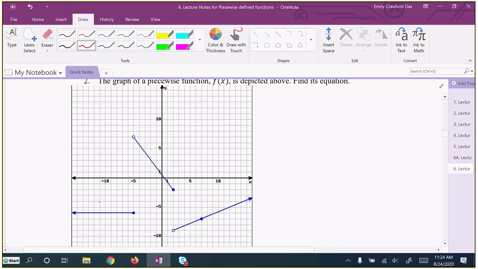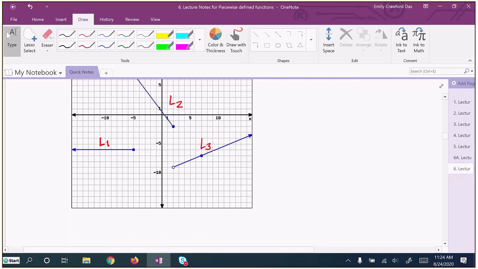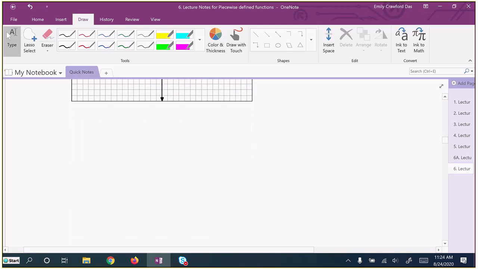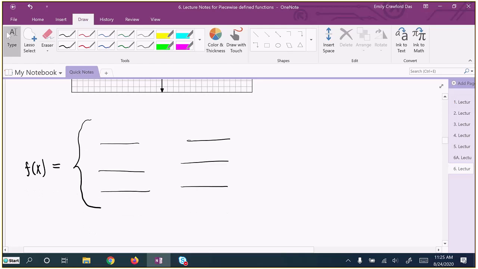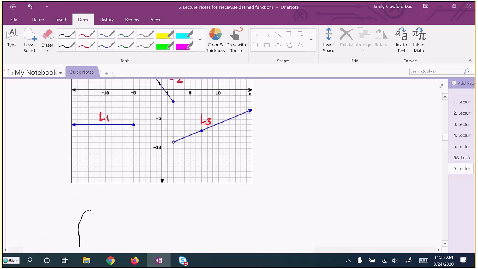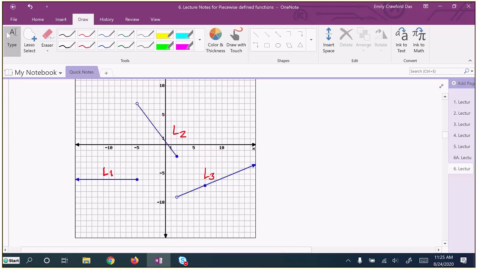Okay, so I'm going to give these three pieces names. I'm going to call them L1, L2, and L3 for line 1, line 2, and line 3. And I'm going to go ahead and set up my piecewise function notation because I know that I'm going to need f(x) equals, and then I'm going to have 3 blanks and 3 blanks here for the different pieces of the domain. Now, like I said, we're not actually going to write those blanks, but I just want to make sure I leave my bracket big enough that I have room to write 3 equations.